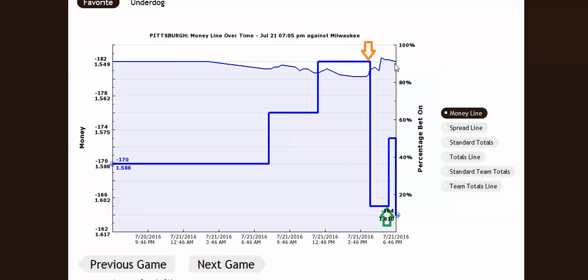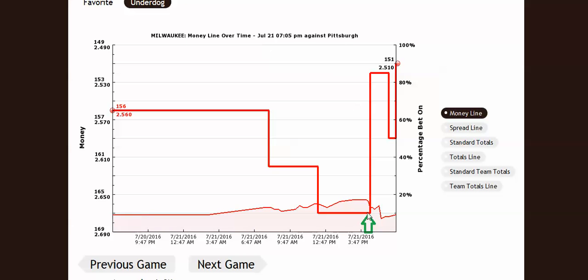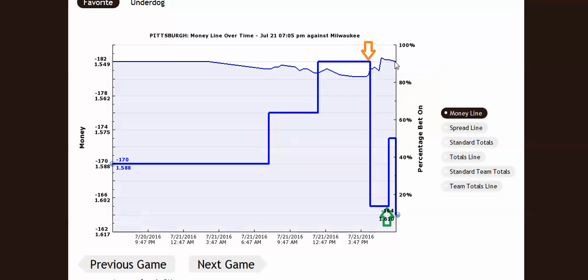There's 90% of the public money on the Pirates, and you go to the underdog, the Milwaukee Brewers, there's only 10% of the public money on the Brewers. So by this alone, there are people who have a strategy where they will say just bet against the public, because they believe the public is wrong and Vegas always wins, or not always, but usually will. So in this case, this is the Vegas bet. The Milwaukee Brewers are obviously the Vegas bet because only 10% of the money is with them.